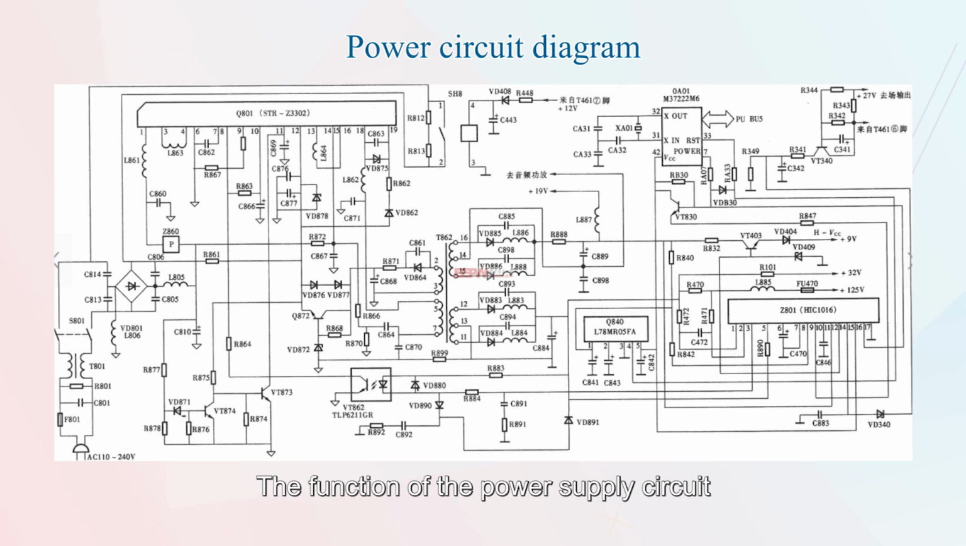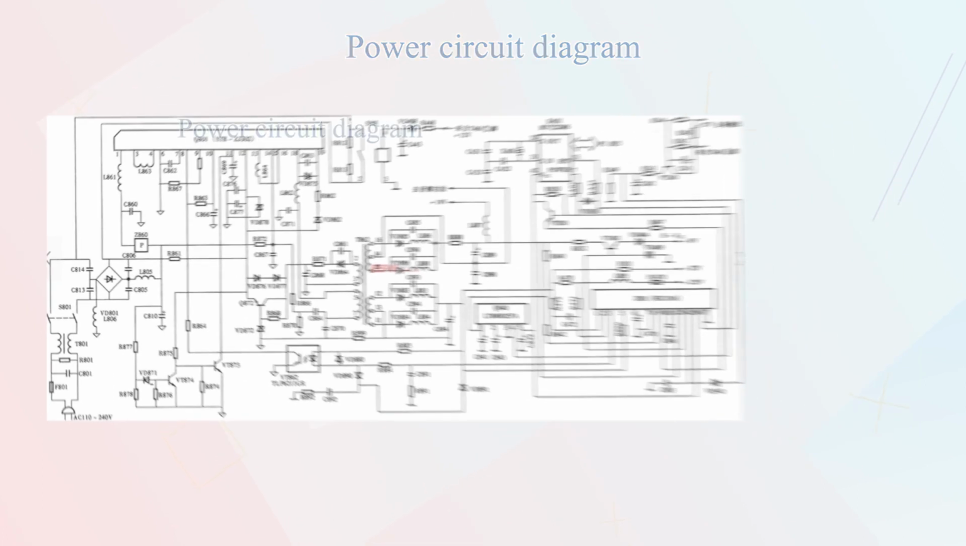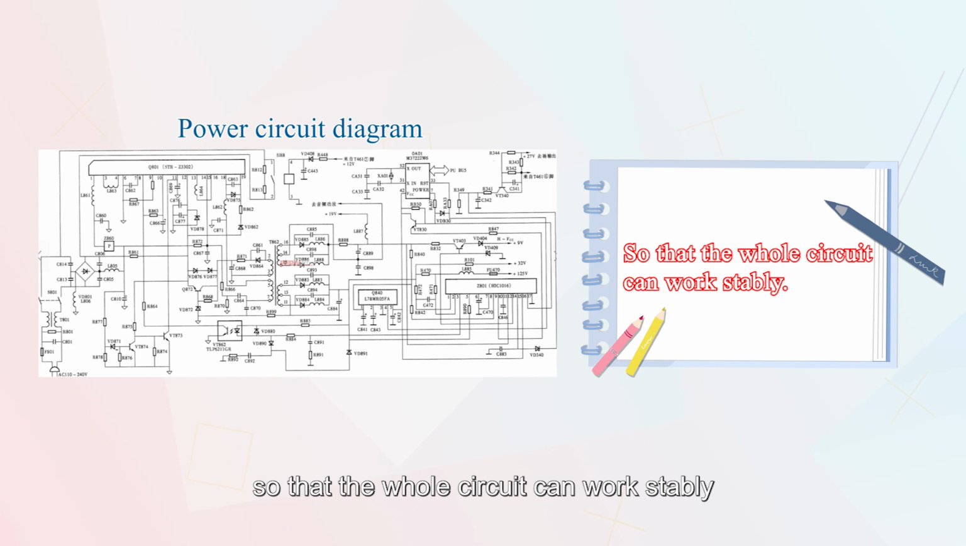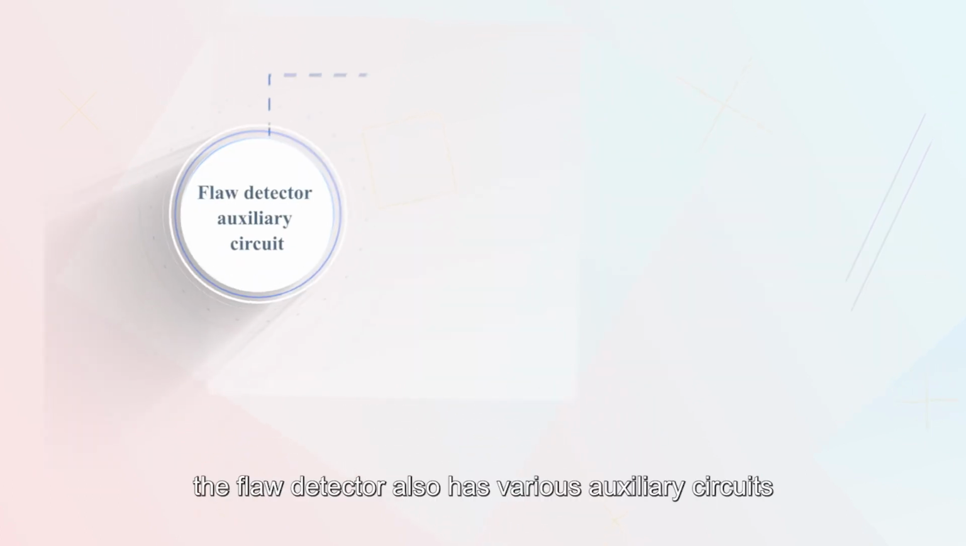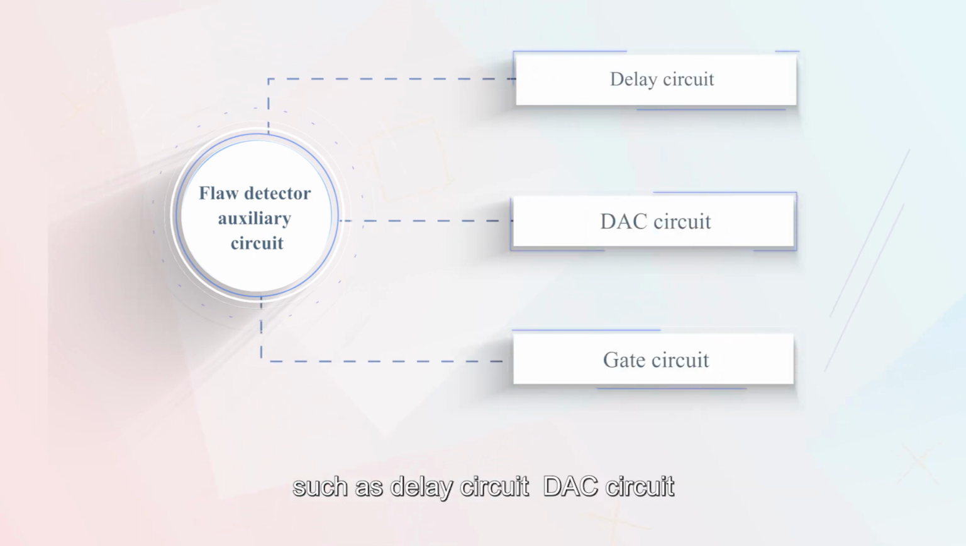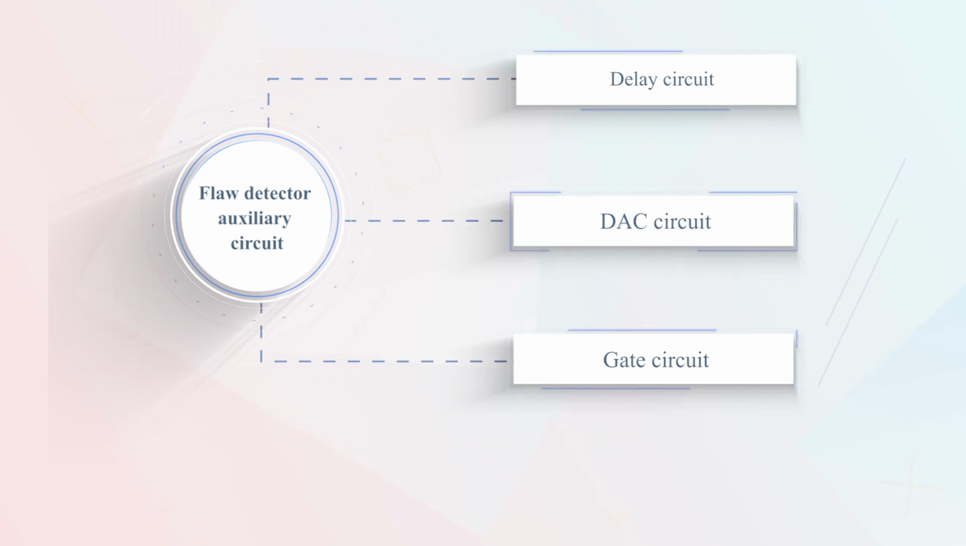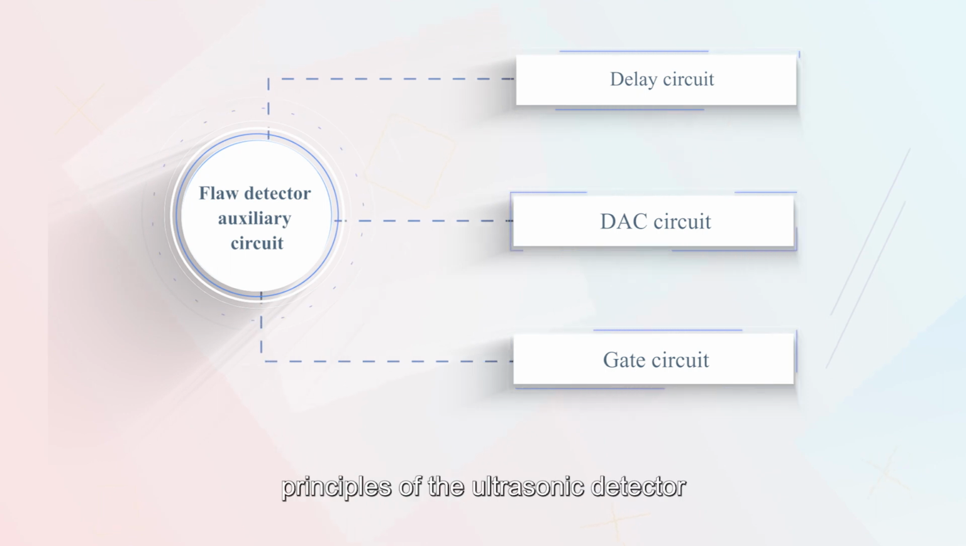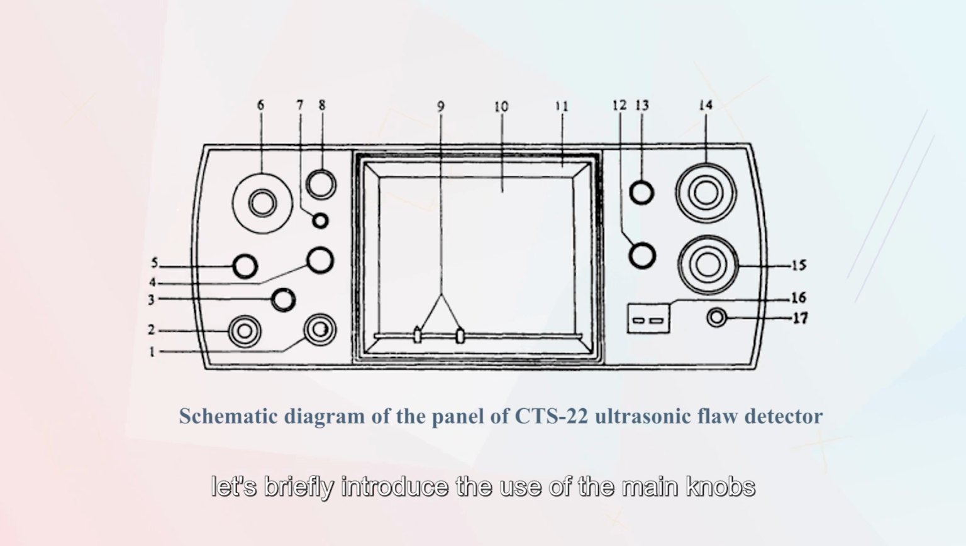The function of the power supply circuit is to provide proper voltage to each part of the circuit of the flaw detector, so that the whole circuit can work stably. In addition to the above basic components, the flaw detector also has various auxiliary circuits such as delay circuit, DAC circuit, gate circuit, etc. Having known the basic principles of the ultrasonic detectors, let's briefly introduce the use of the main knobs on the panel of the flaw detector.